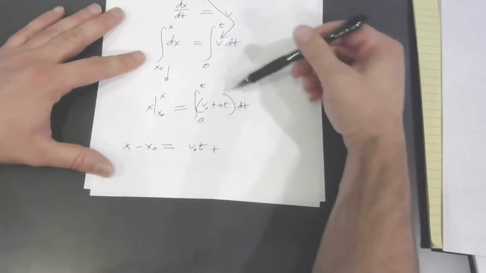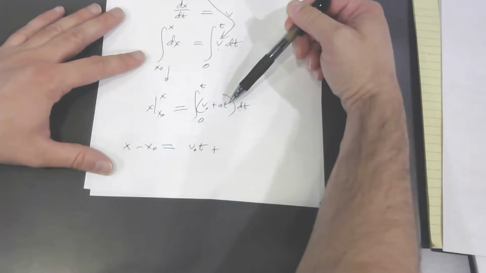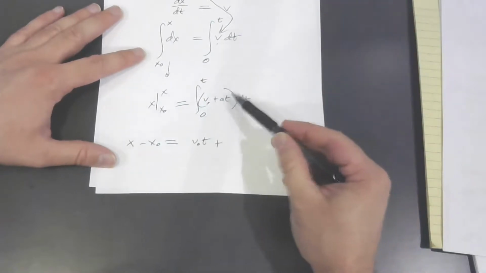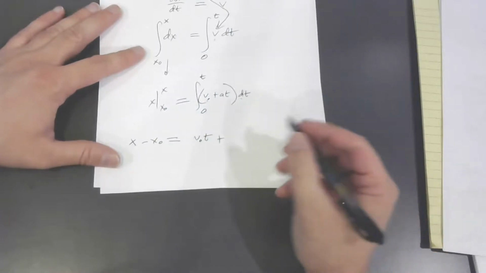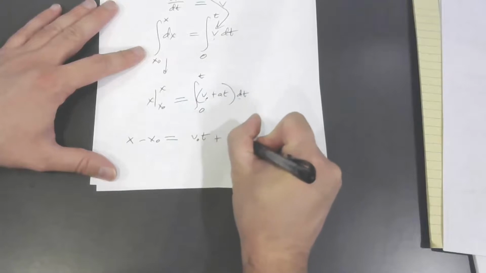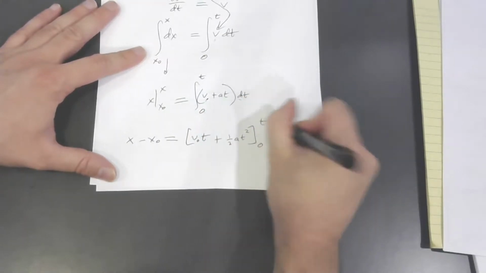And then we're integrating at. a is still a constant. What's the antiderivative of t? That would be t squared over 2. You raise the power from 1 to 2, and then you divide by that new power. It's the power rule for integrals. So 1/2 a t squared evaluated at 0 and t.